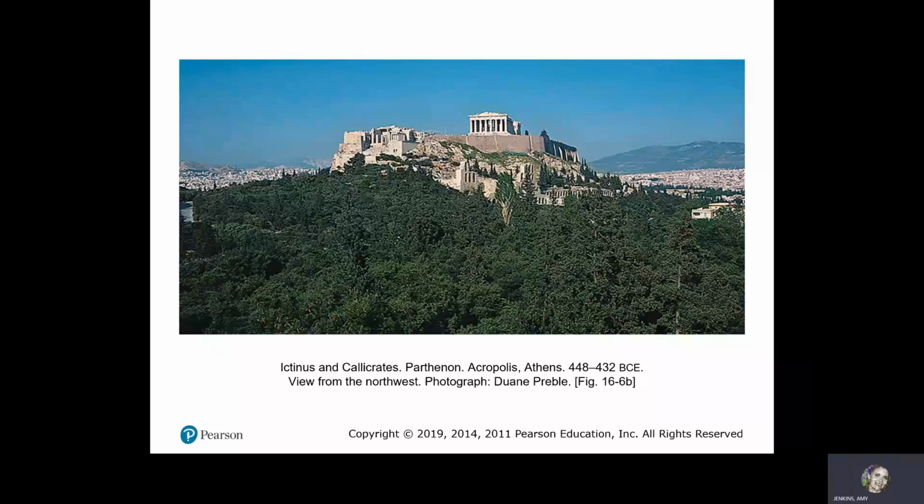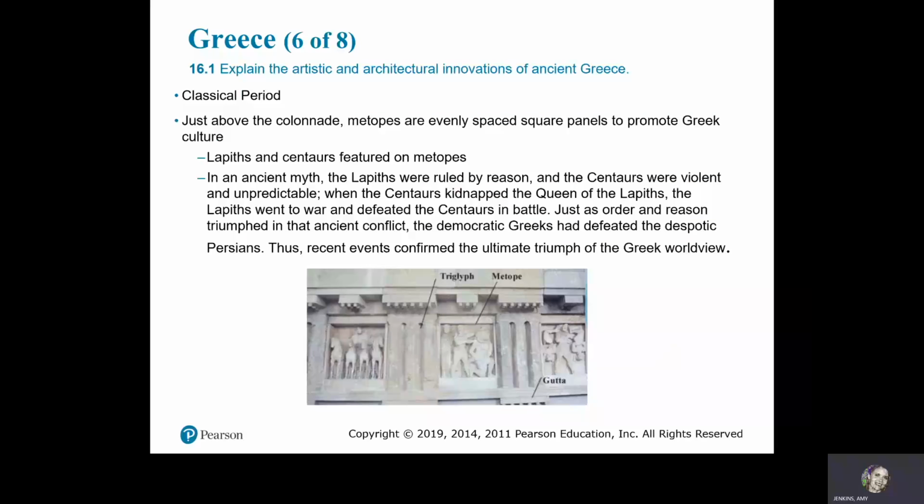Here's another view. We're still in the classical period. Just above the colonnade, metopes are evenly spaced square panels to promote Greek culture. The Lapiths and centaurs are featured on the metopes. This is on the Parthenon.